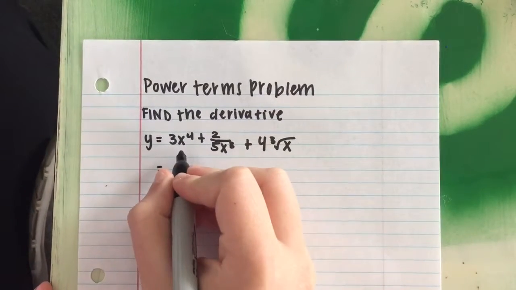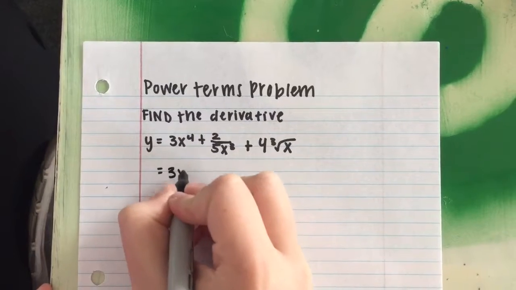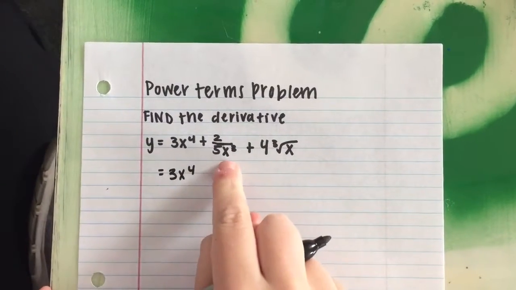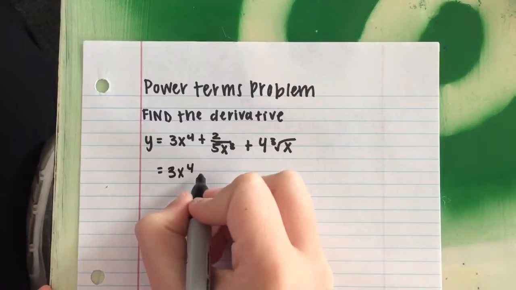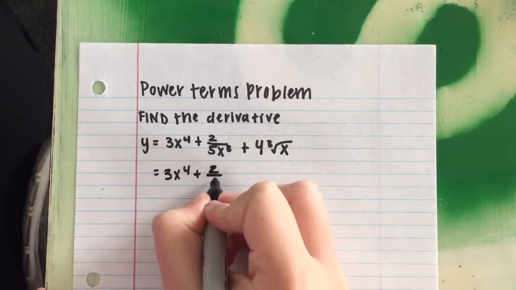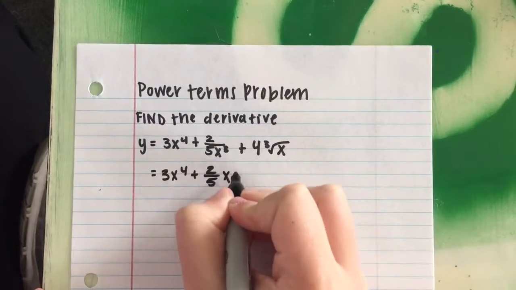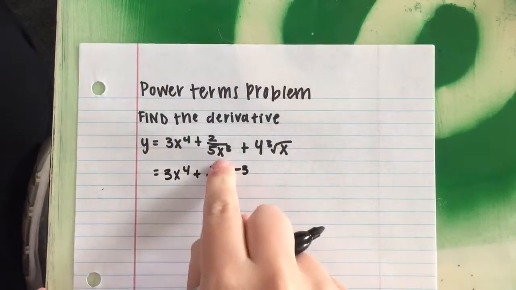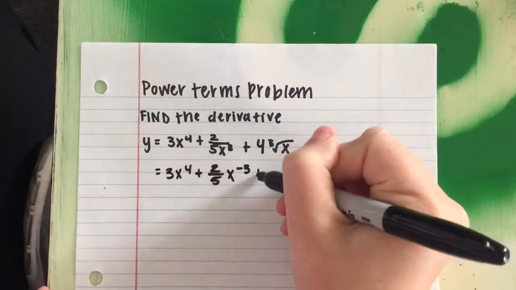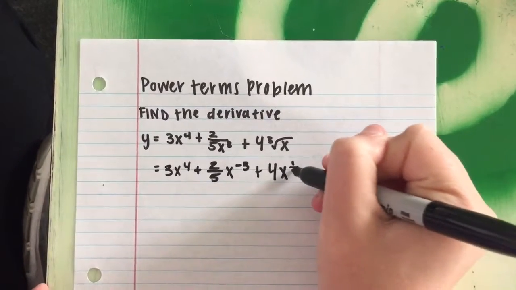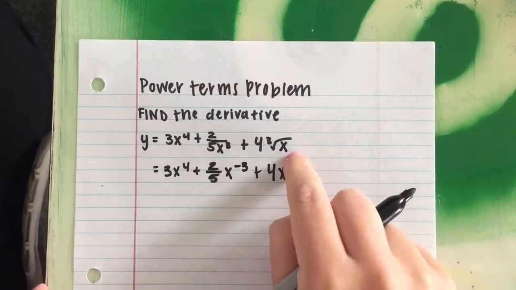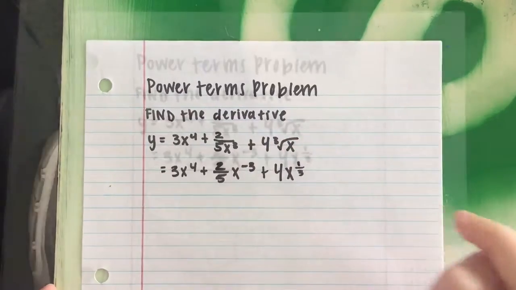So this one is already set up, so we don't have to change it. This one has an exponent on the bottom, which we're going to want to bring out to the front so it's easier to use in the power terms equation. So it's a -3 because it's in the denominator, and we have 4x to the 1/3. It's to the 1/3 because x is to the first power and it's a cubed root.